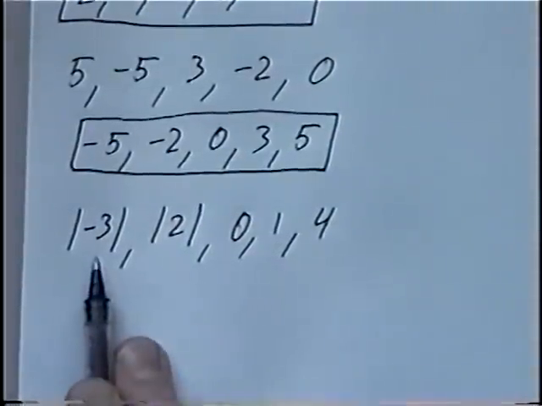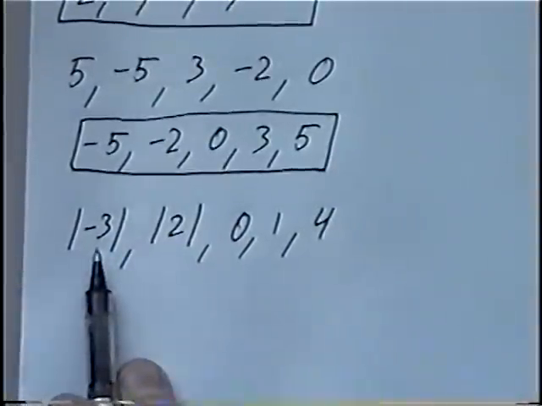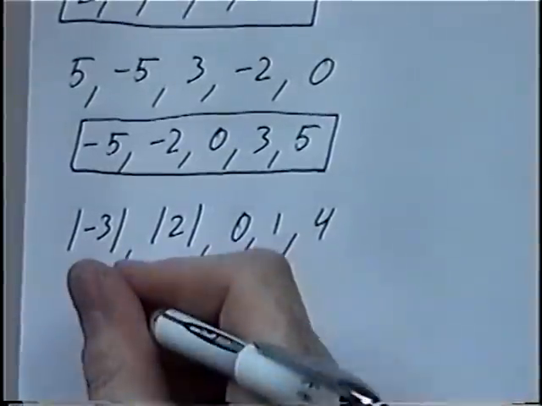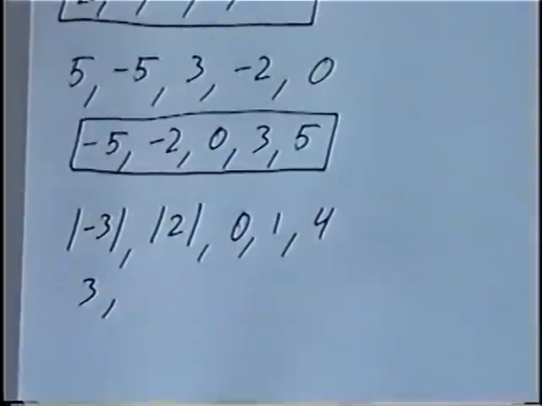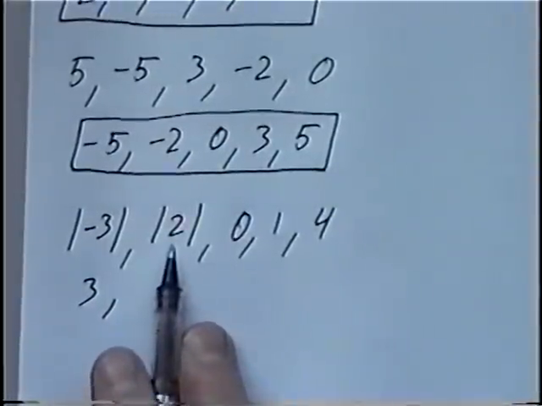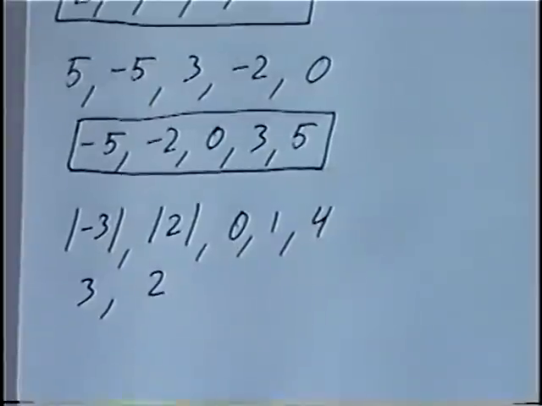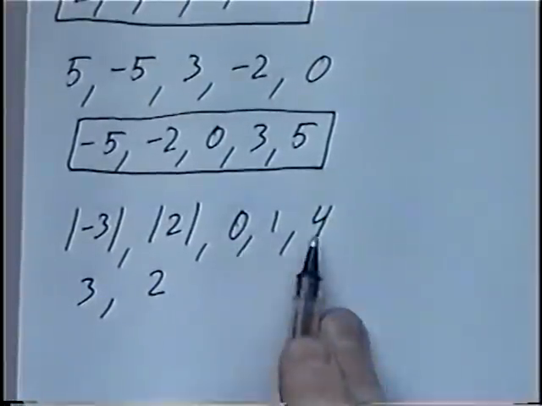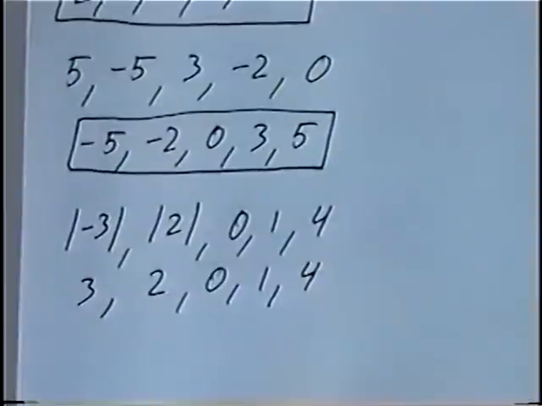To find the absolute value of a number, whatever the number is, you make that number positive. So the absolute value of -3, change it to positive, and that would be +3. Absolute value of +2, if the number is already positive, it stays positive. Just take the absolute value signs off. And the other 3 numbers I'll rewrite: 0, 1, and 4.